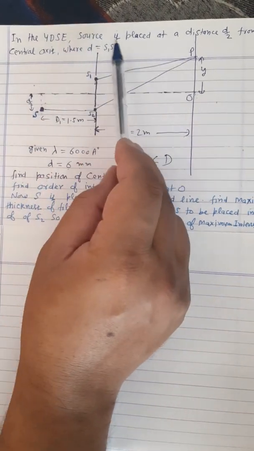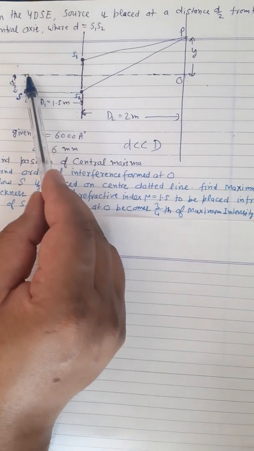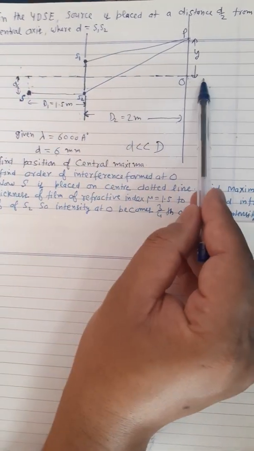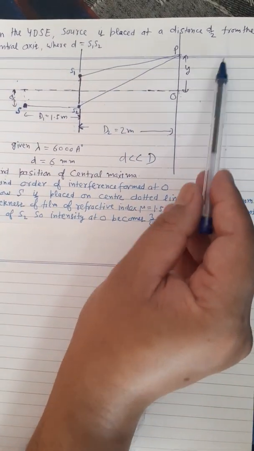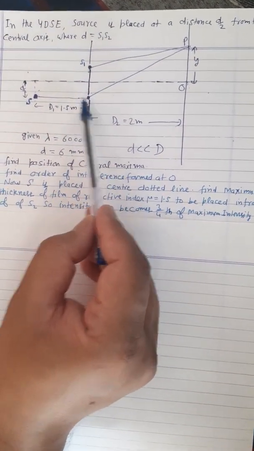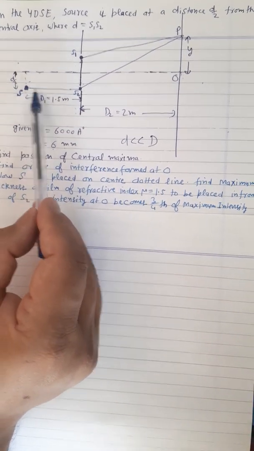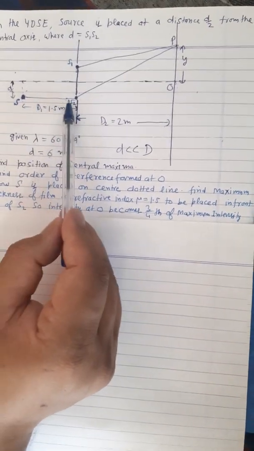In the YDSE experiment, the source is placed at d by 2 from the central line. This is the central line. They have given the distance between S1 and S2, and this S is at d by 2 from the central line. It means it is straightway from S to S.